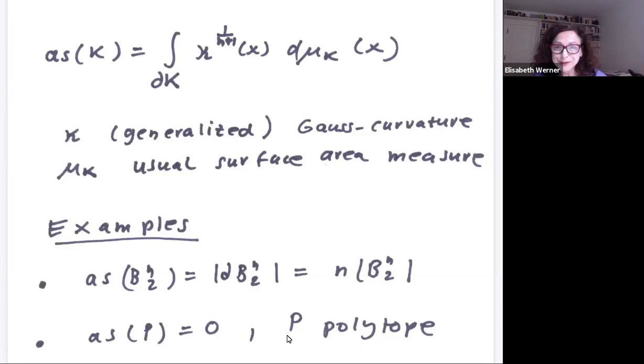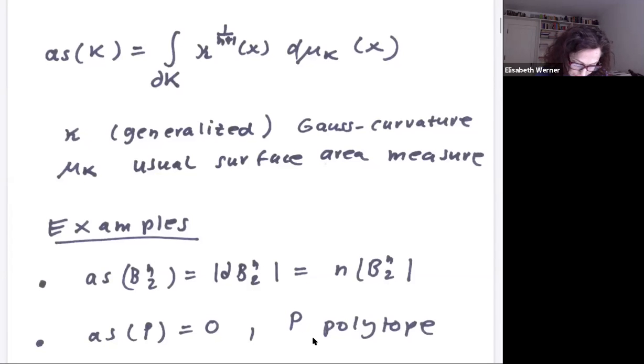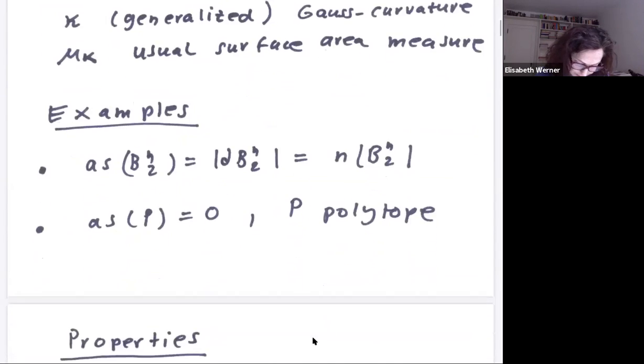The other example that's easy to see is when the body K is a polytope P. As the Gauss curvature almost everywhere on the boundary is 0, the affine surface area of a polytope will always be 0. So those are two examples, and they help us to understand some of the properties.